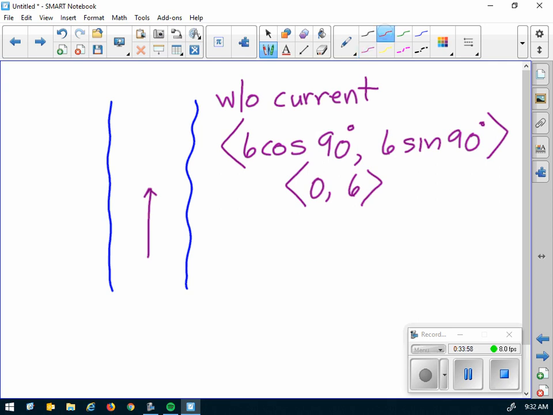Now let's write a vector for the current itself. It says the current is flowing downstream at 3 miles an hour at an angle of 7 degrees. It does not tell us if the 7-degree angle is this way or this way, and it doesn't matter because it's not asking for a direction. You can do it either way. I'm going to let it go this way. When it says at an angle of 7 degrees, it means that little red angle right there is 7 degrees.